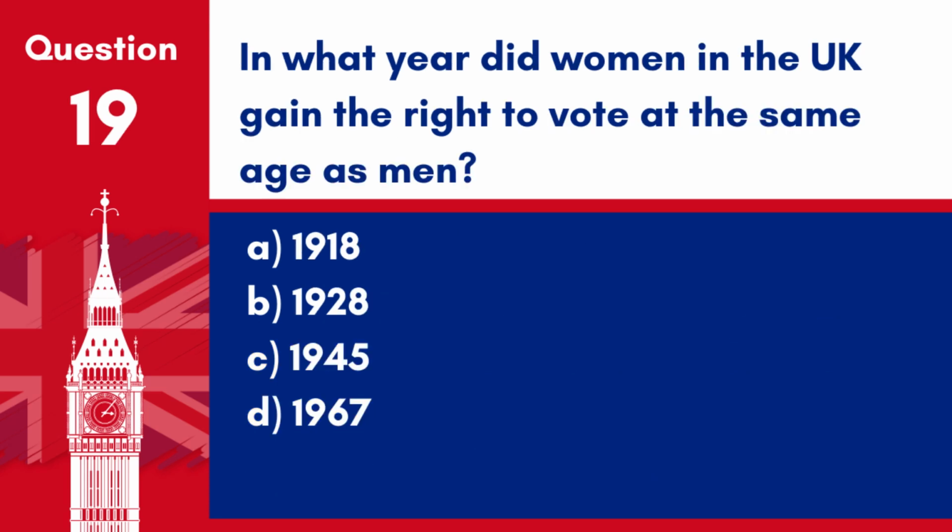Question 19. In what year did women in the UK gain the right to vote at the same age as men? A. 1918. B. 1928. C. 1945. D. 1967.